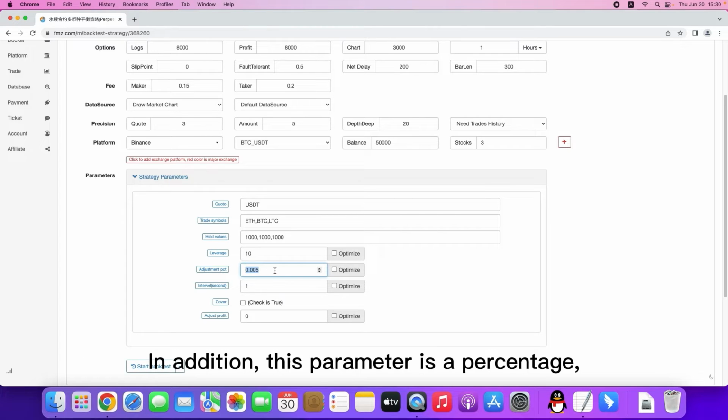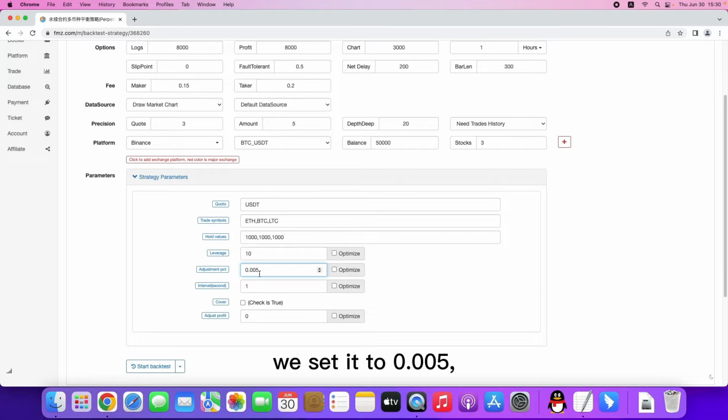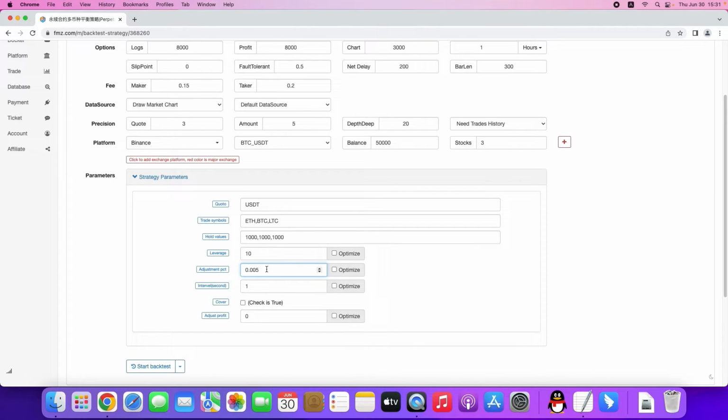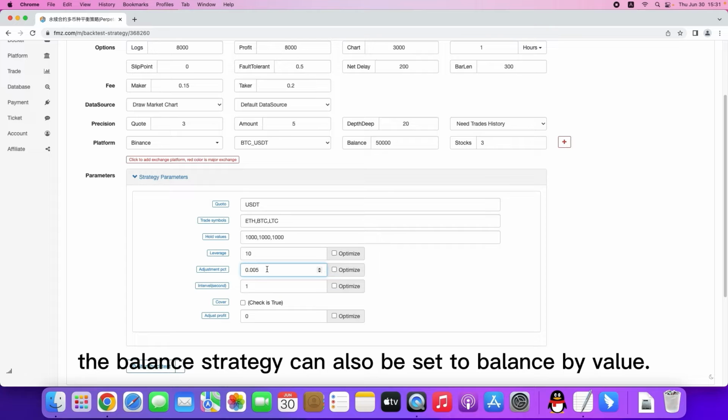In addition, this parameter is a percentage. We set it to 0.005. That is, when the price rises or falls by 0.5%, we will balance the position. In addition to being set to balance by percentage of price increase or decrease, the balance strategy can also be set to balance by value.